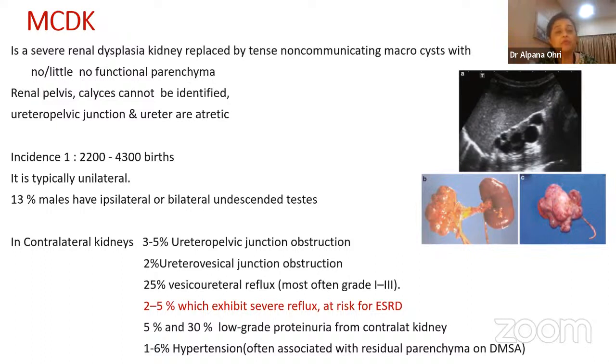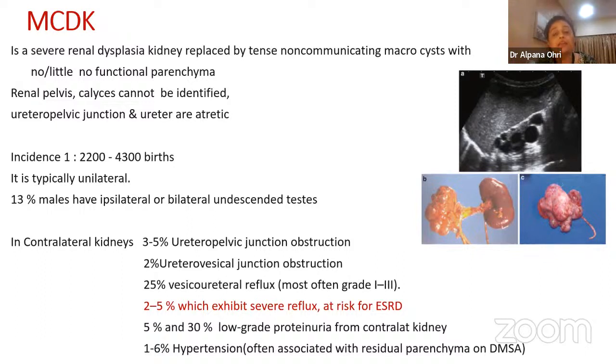The incidence of MCDK is about 1 in 2,200 to 4,300 births. It is typically unilateral. Very few cases are bilateral. In one of the case reports, up to 33% being bilateral has been mentioned, but most other reports do not mention such high levels of bilaterality in MCDK. 13% of males have ipsilateral or bilateral undescended testes. Abnormalities are often seen on the contralateral side, which may include a 25% incidence of VUR, 3 to 5% UPJ obstruction, and 2% ureterovesical junction obstruction. In 2 to 5%, this VUR can be very severe and cause the child to progress to ESRD.